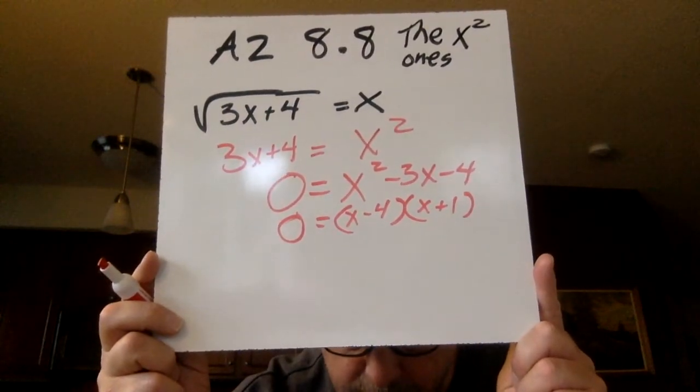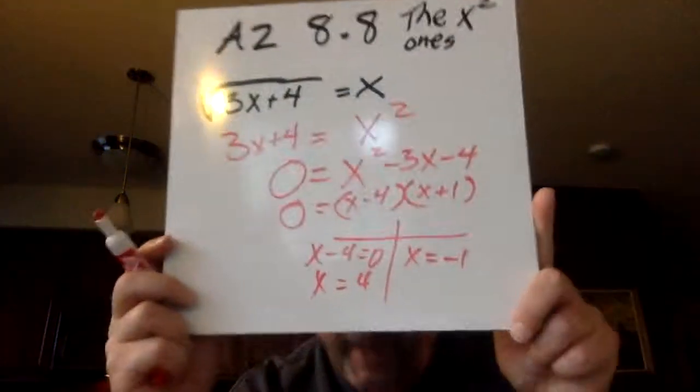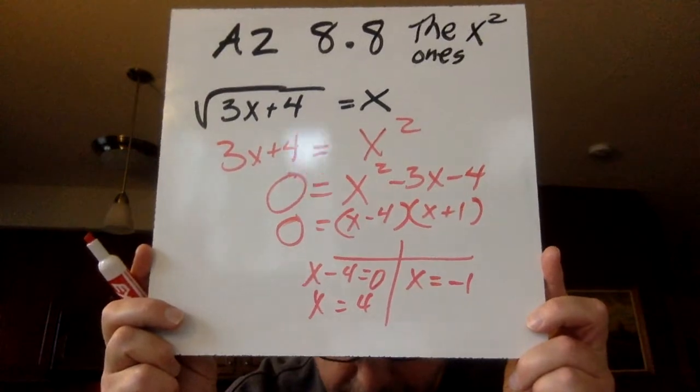Then what we got to do is do the big T. Other teachers call it the zero product property. We have to double check our answers. Okay, x is 4.